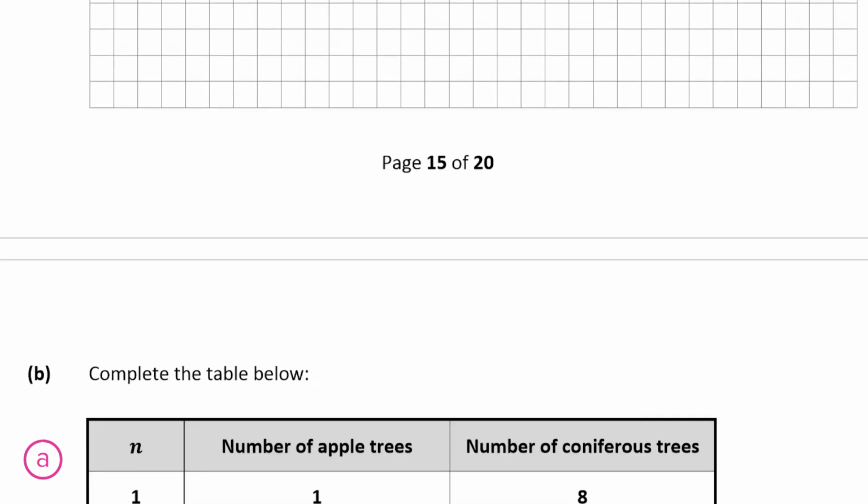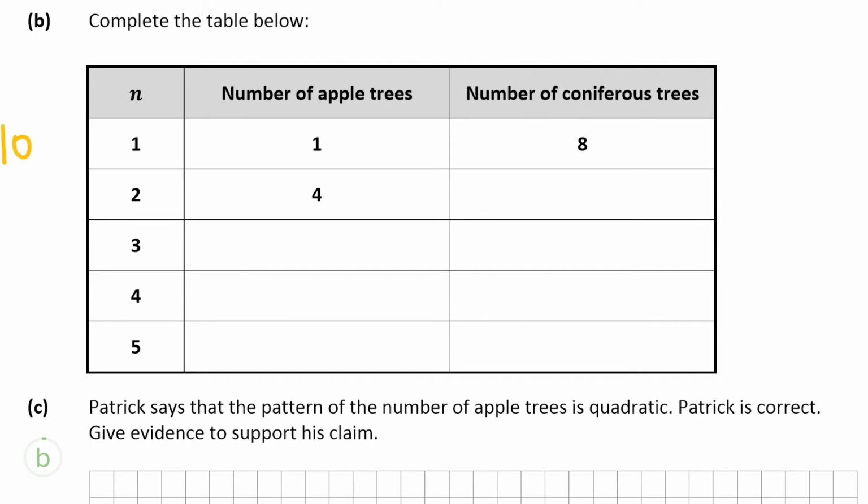Now let's move on to part B of the question. Part B is worth 10 marks, and it asks us to fill in a table with the number of apple trees and the number of coniferous trees for the first 5 stages of the pattern. We know we have the pattern for stage 3, and we've drawn the pattern for stage 4. The number of apple trees in stage 3 is 9, and in stage 4 is 16. You may be able to see a pattern here. 1 is just 1 squared, 4 is 2 squared as it's the second pattern, 9 is 3 squared as it's the third pattern, 16 is 4 squared as it's the fourth pattern. I'm sure you're seeing the pattern now. The fifth pattern should have 25, which is obviously 5 squared.